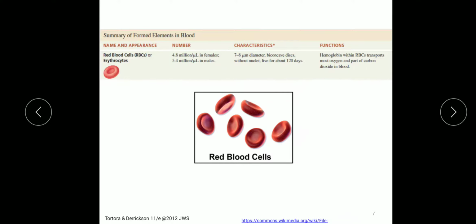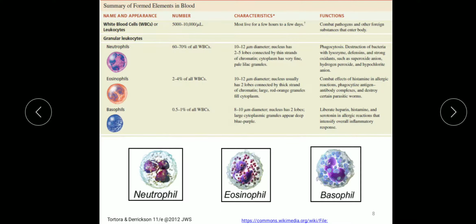Now, let us see about white blood cells or leukocytes. So, the granular leukocytes consist of neutrophils, eosinophils and basophils. After staining, each of these three types of granular leukocytes displays granules with a distinctive coloration that can be recognized under a light microscope.